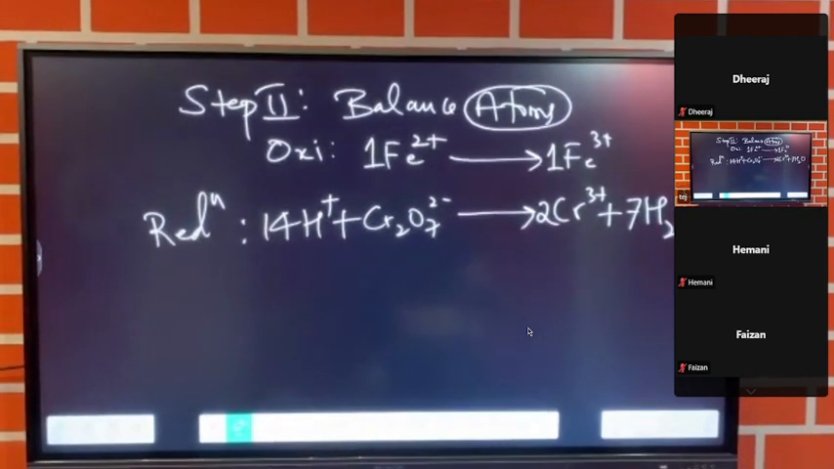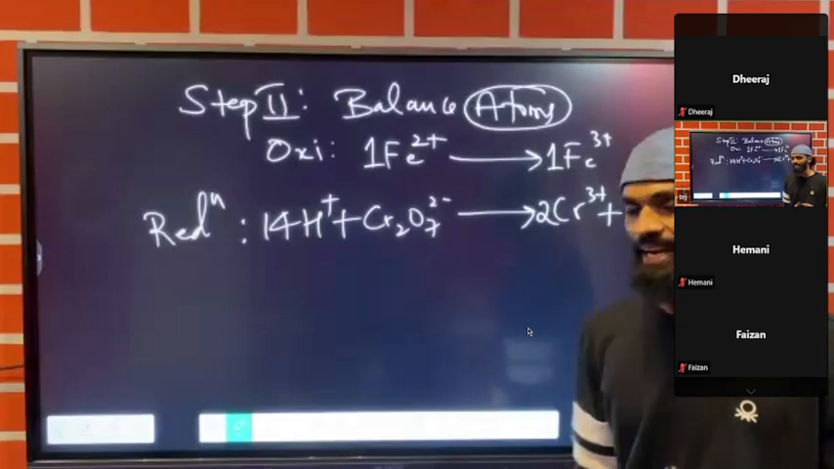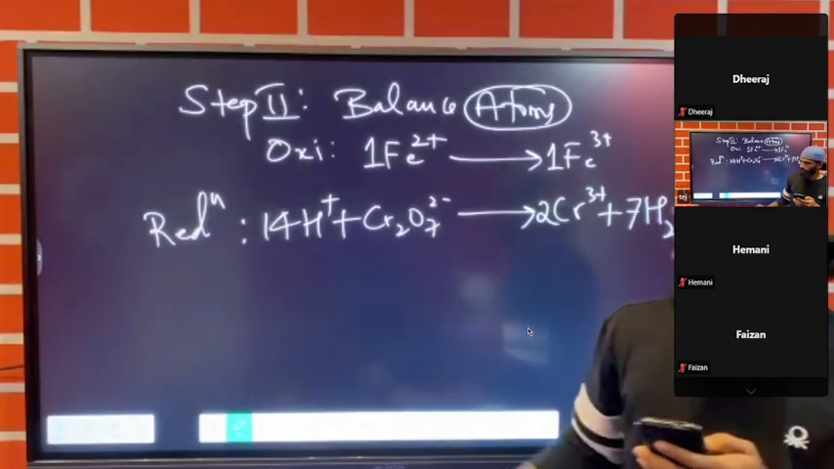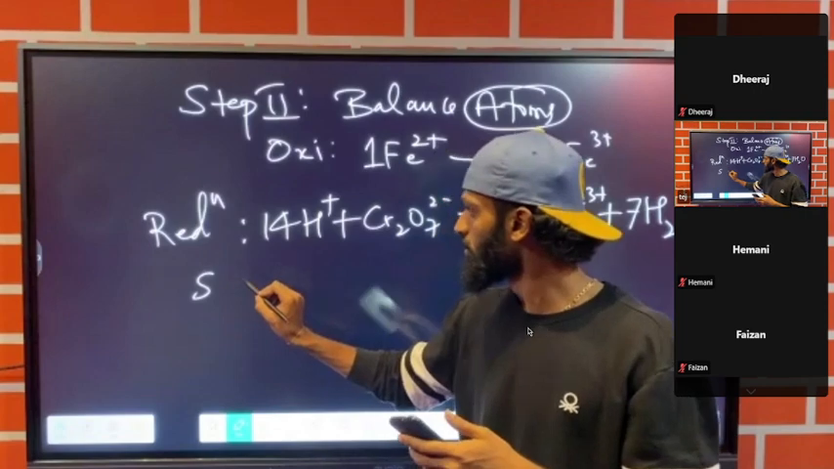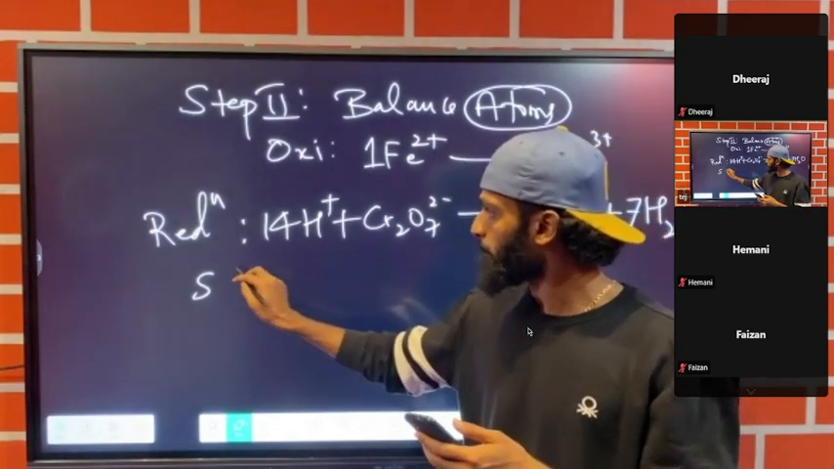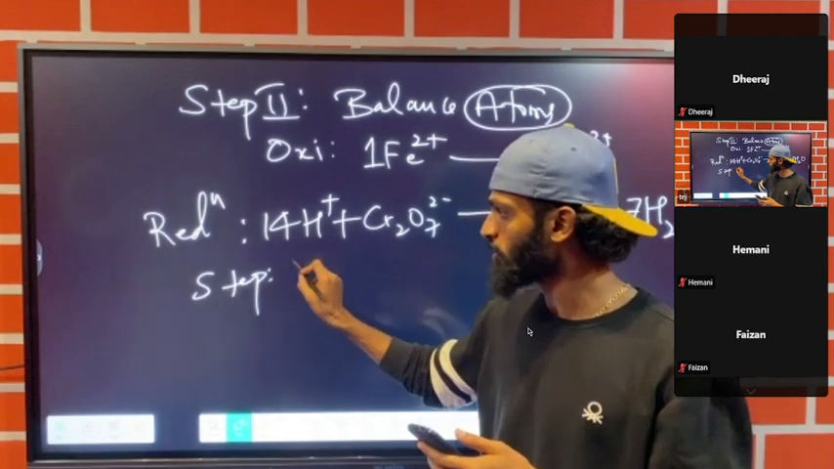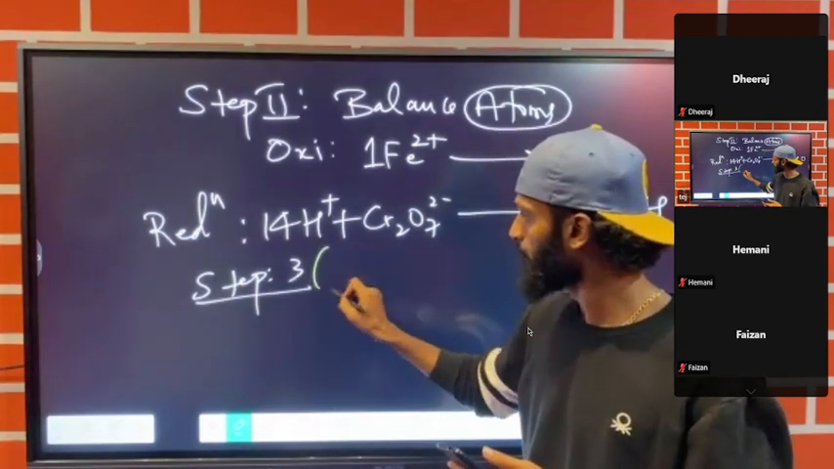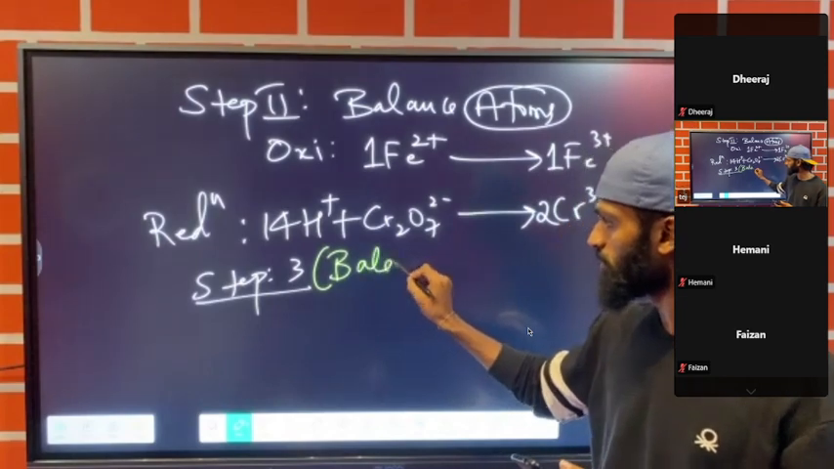Doubt? Cool. Fine. Now, what happens here is, once we add everything, we go to step number 3. Step number 3, the heading says balancing charges. Okay. Step 3. I'll try to write it here only. Step 3 says balancing charges.